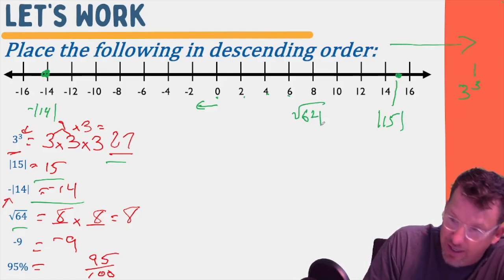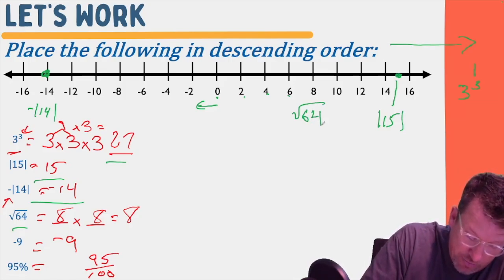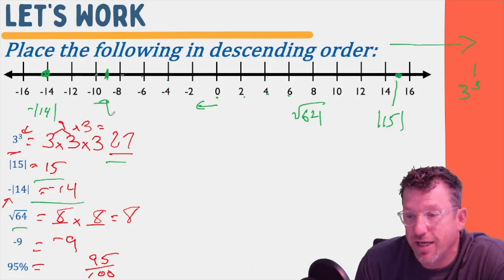The next one is negative 9. Just find negative 9 and put that in there. So 2, negative 4, negative 6, negative 8, negative 10. So this would be negative 9. It's directly between negative 8 and negative 10.